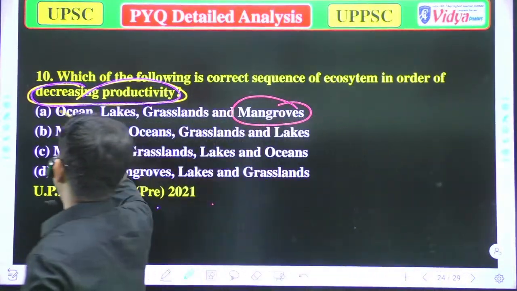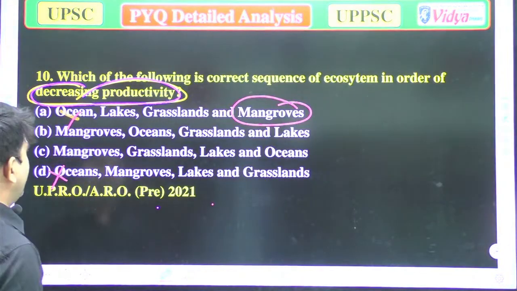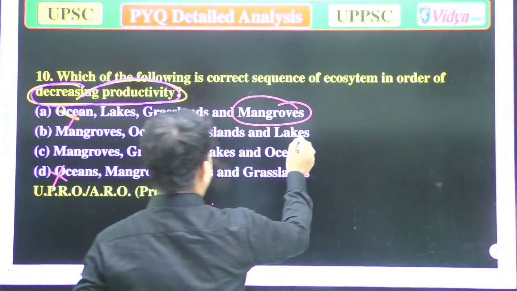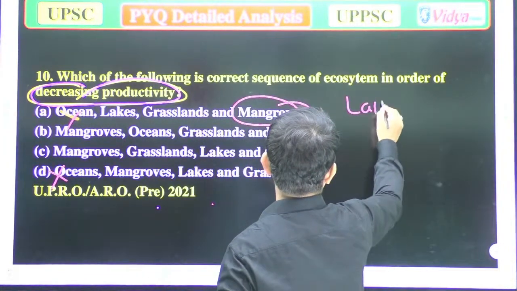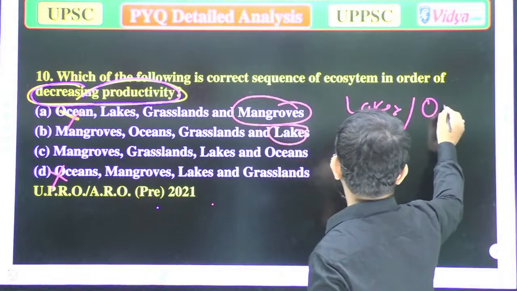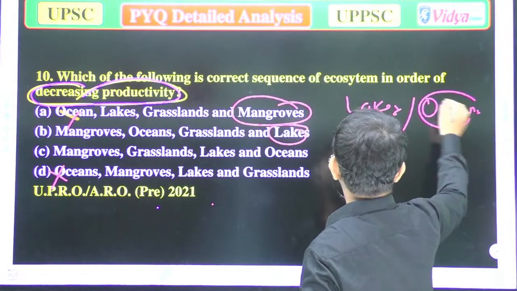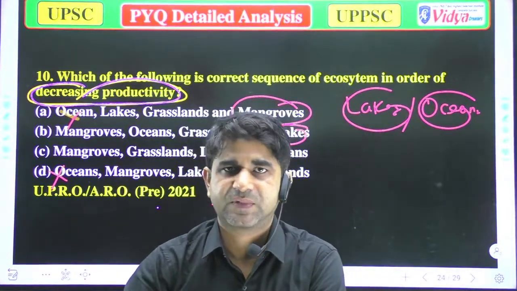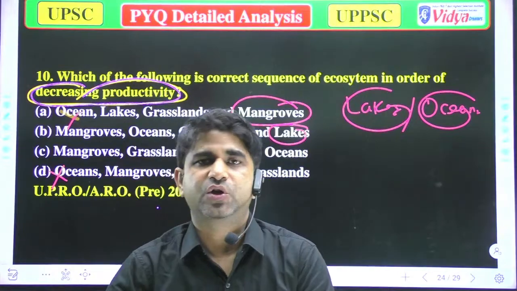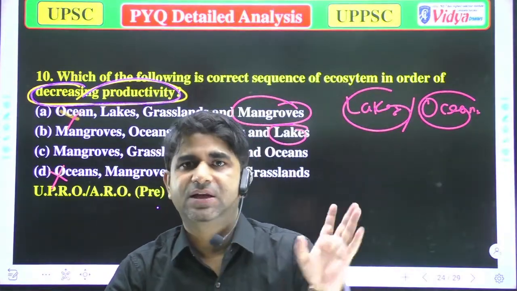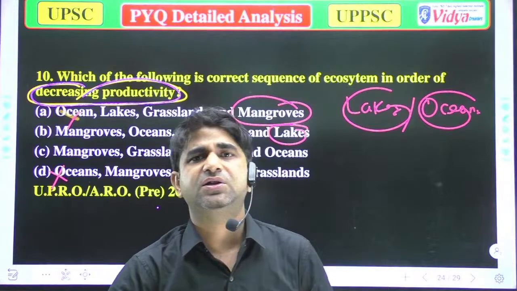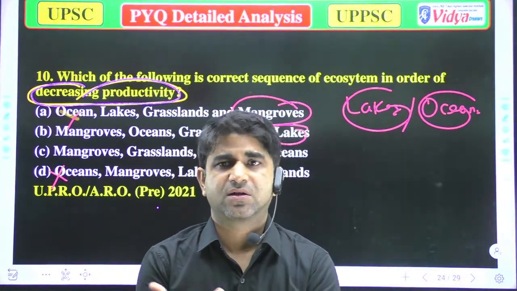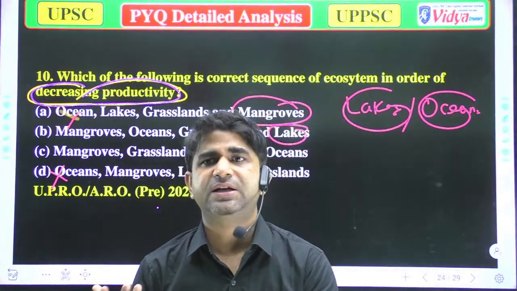So that is incorrect and that is incorrect. Two options remain: mangroves, grassland, lakes, ocean. We only have to compare lakes and oceans. Tell me one thing: which has a huge area, lakes or ocean? If you are able to answer that, this question will be clear. About 71% of the earth's area is covered with ocean, so we can say that it has a huge area.